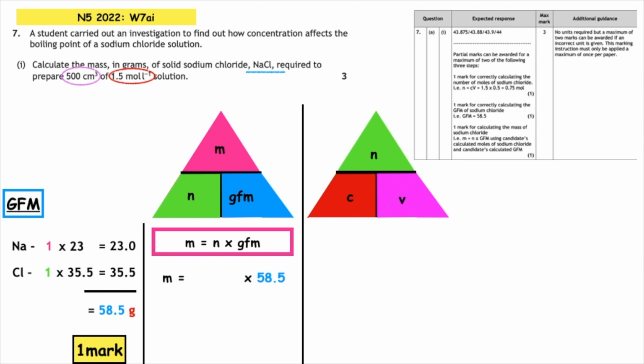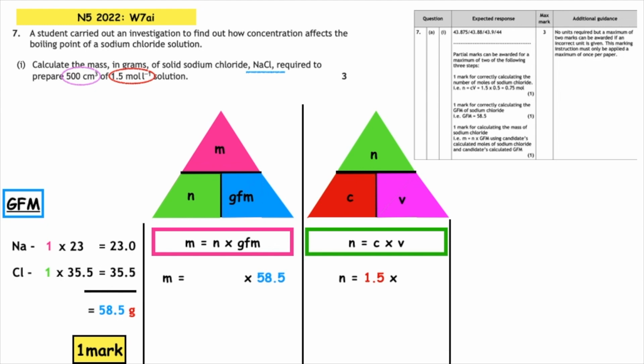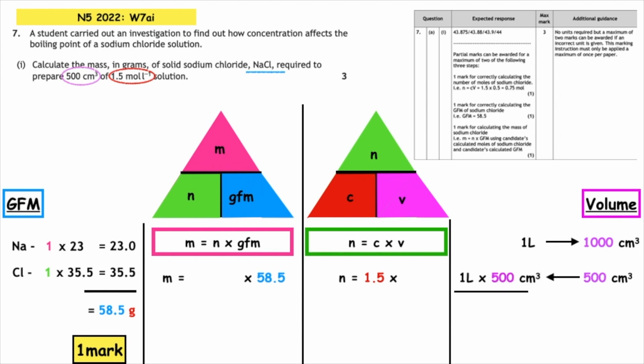To calculate the number of moles, we have to use our NCV calculation. So we've got number of moles is equal to concentration times volume. We can insert the concentration from the equation in, which is 1.5. And to calculate the volume, it has to be in litres, and they've given us 500 centimetres cubed. So 1 litre is the same as 1,000 centimetres cubed. Put the same unit on the same side, so we'll put the 500 underneath 1,000 and we'll cross multiply. 1 times 500 divided by 1,000 gives me 0.5 litres.